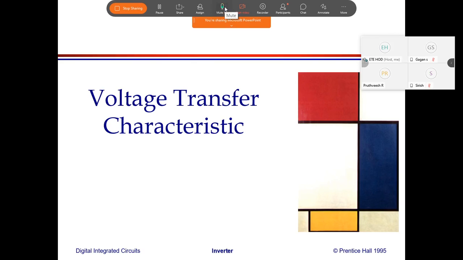Good afternoon, all of you. Instead of 2 o'clock, we are trying to have it a bit early. Let us have a recap of what we have done yesterday, and then move forward and do some simulation to understand how the dimensions of the MOSFET will affect the transfer characteristics.